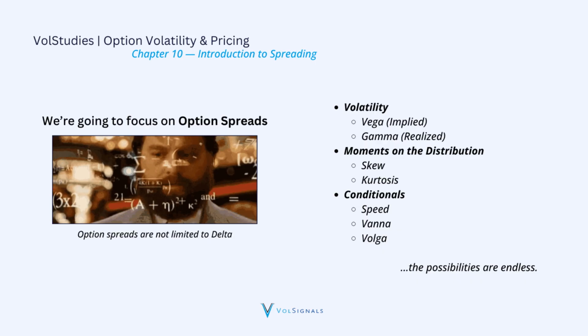There are endless ways to do this. And as you get more advanced and more experienced, you'll focus more on these conditionals, speed, and Vanna, and Volga. These are the Greeks that are fundamentally embedded in the types of trades we just talked about with risk reversals and ratios. You can express views as precisely as you wish.